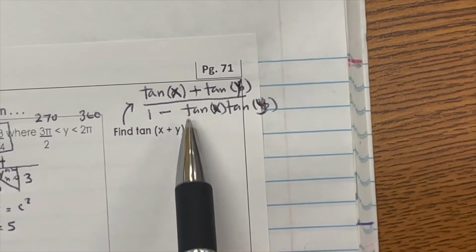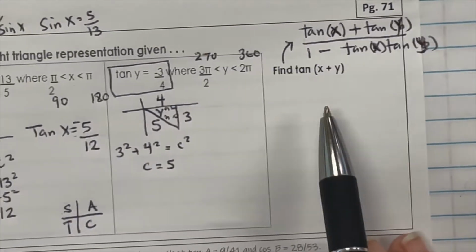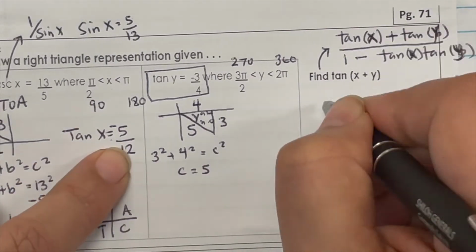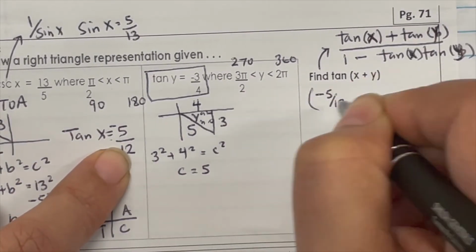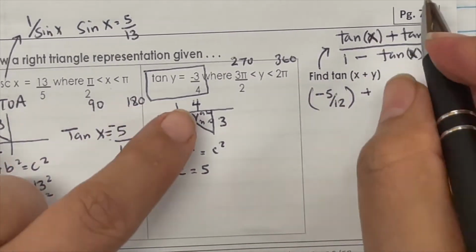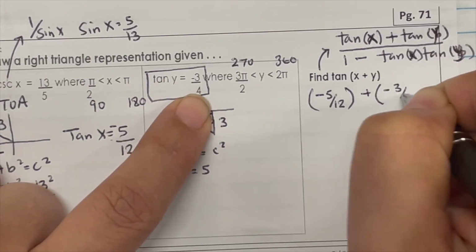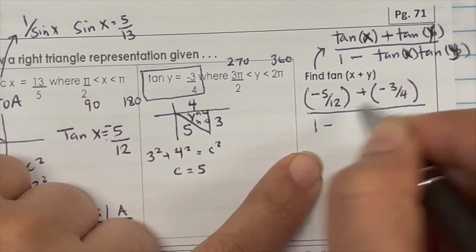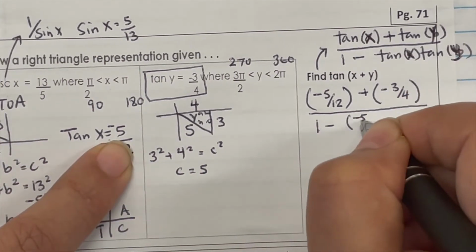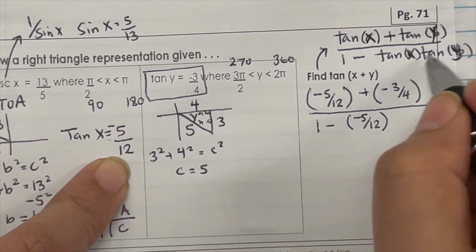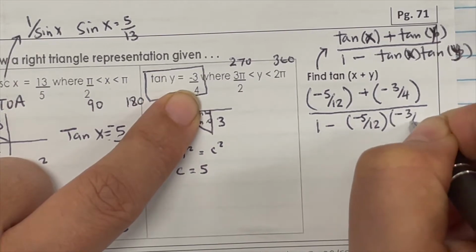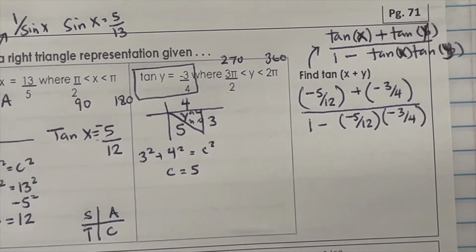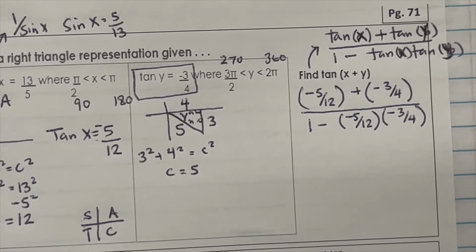That one is tan y, so we've got tan x, tan y, and that's all we need. So let's fill in what we got. So tan x is negative 5 over 12, plus tan y, which is negative 3 over 4, all over 1 minus tan x, which is negative 5 over 12, times tan y, which is negative 3 over 4. I'm going to simplify this fraction. Before we can simplify, we obviously need to make the denominators the same.